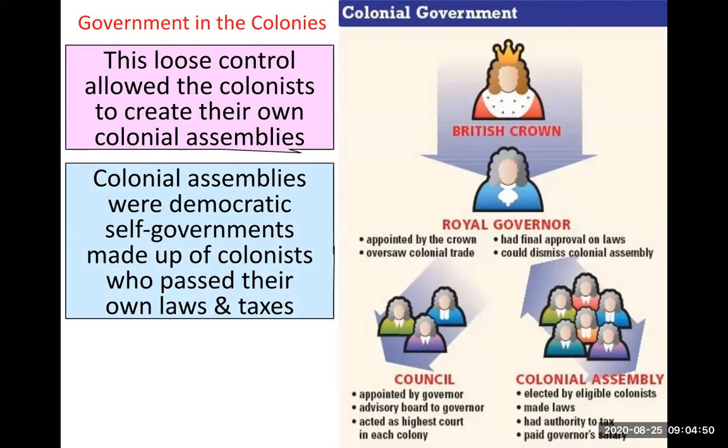They can pass their own laws, they can pass their own taxes, and they feel good about passing those laws and taxes because the men in the colonial assembly are elected to those positions. Now, keep in mind that the men in the colonial assembly are rich, white, and male, and the only people that are able to vote are rich, white, and male. So they're only representing a certain aspect of colonial society, that aspect being rich, white, and male. However, these people are still being elected.